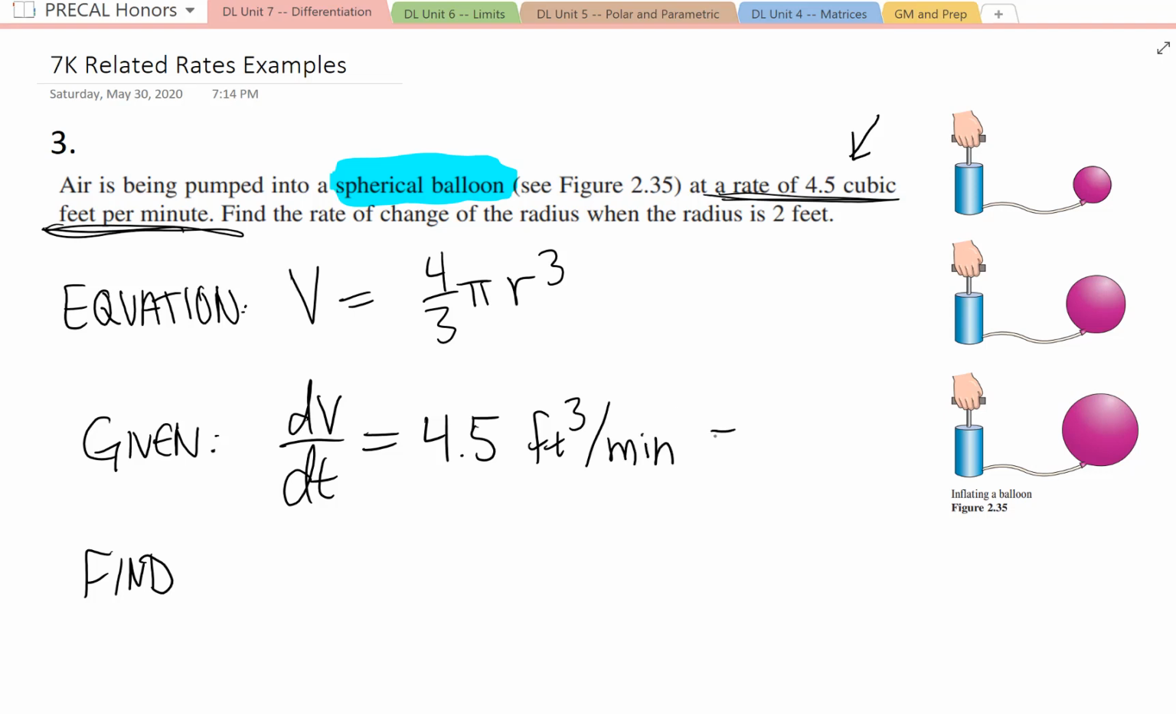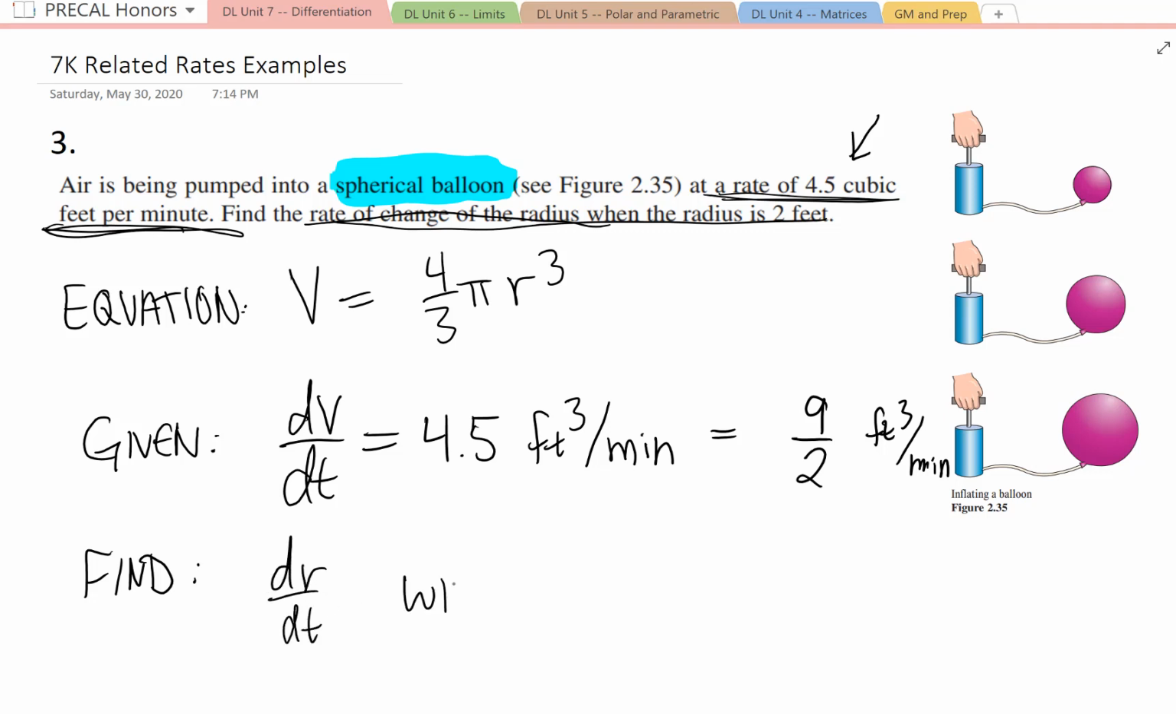And when I plug that in, I would like to plug it in as a fraction just because my equation already has fractions in it, so I don't like to mix fractions and decimals. That would be 9/2 cubic feet per minute. And what did they ask us to find? The rate of change of the radius when the radius is 2 feet. The rate of change of the radius, dr/dt, when r equals 2 feet.